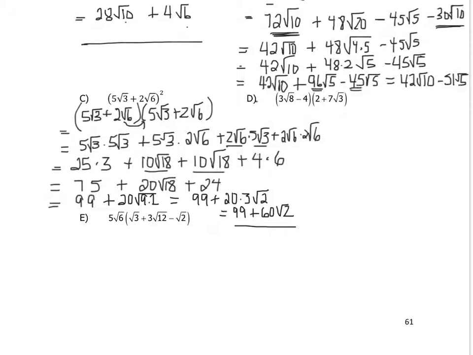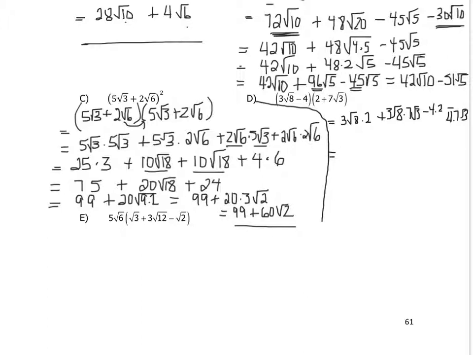Alright, so see if I can squeeze D in here. So I'll just try to write a little bit small in the first line. So you'd multiply 3 root 8 by the first term in the second set of brackets. So 3 root 8 times 2 plus the 3 root 8 would get multiplied by the 7 root 3. And then minus 4 times 2. And then minus 4 times 7 root 3. Okay, I had to squeeze it in there, sorry about that.